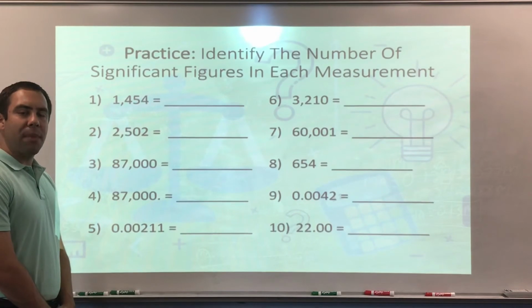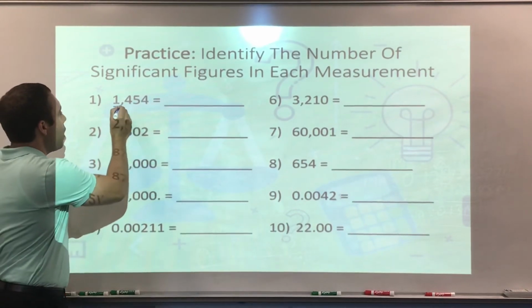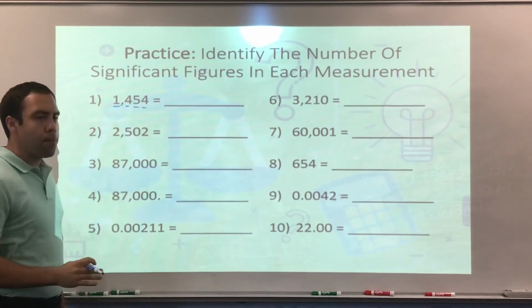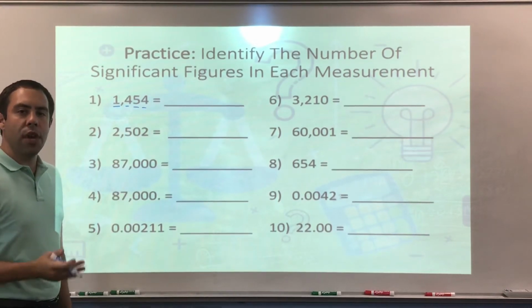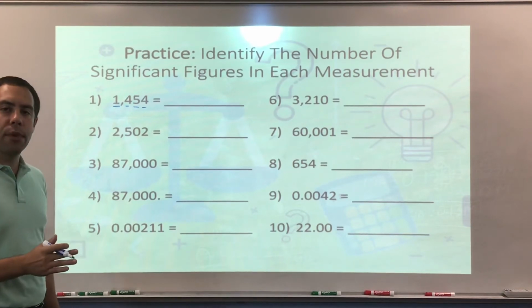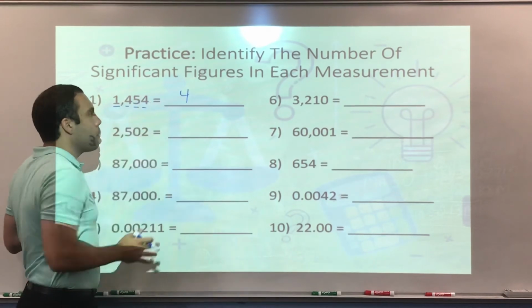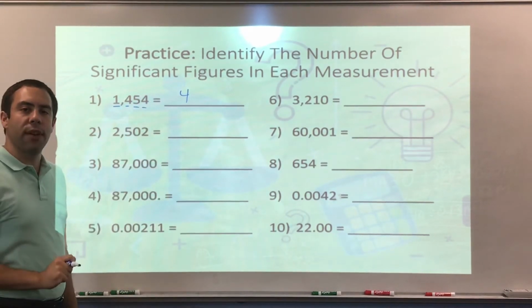Let's go through these problems together. For problem number 1, 1, 4, 5, and 4 are all non-zero numbers. So rule number 1 states all non-zero numbers will be significant figures. 1, 2, 3, 4. Question 1 has 4 significant figures.